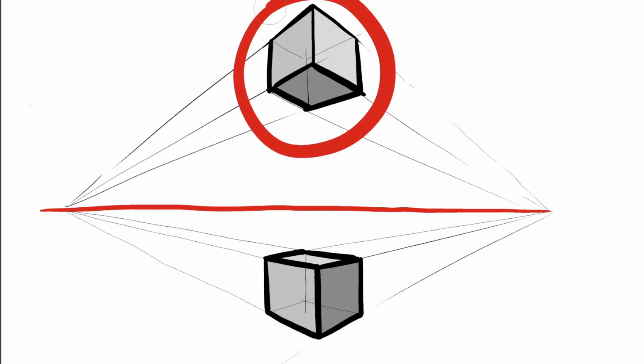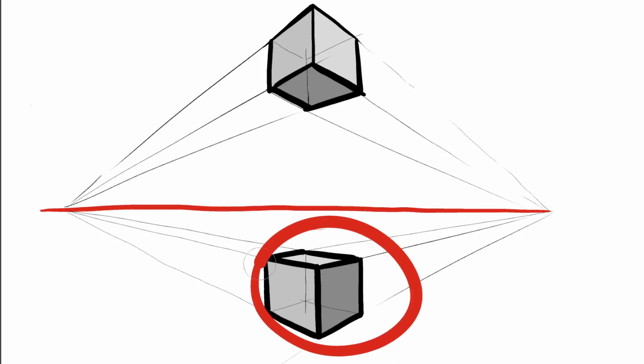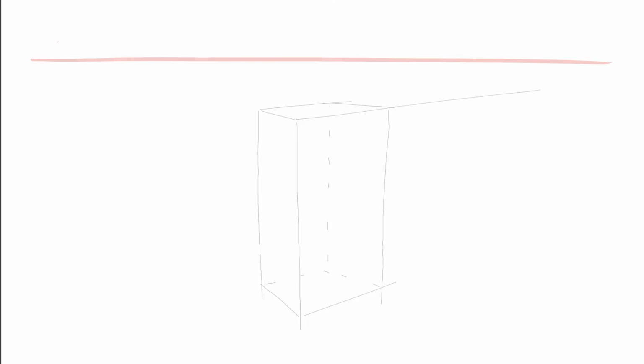If the box is above the horizon line, we can see the bottom plane and we can see lines converging downwards towards the horizon line. If the box is below the horizon line, we can see the top plane and we can see the lines converging up towards the horizon line. This is also how it works for the body.